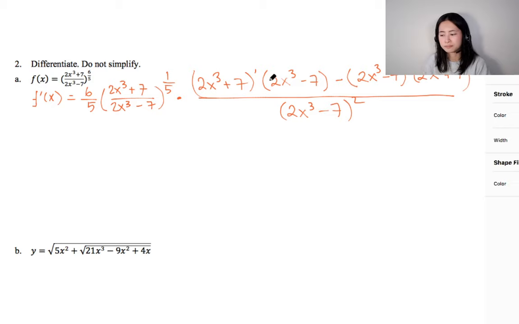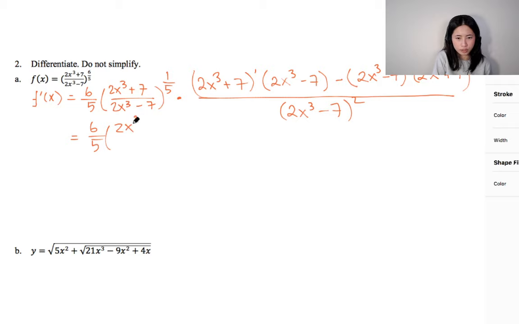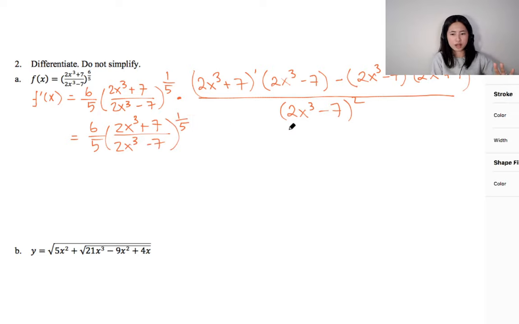So you have squared. So in this case, maybe we can simplify this part first, right? So 6 over 5, then you have 2x cubed plus 7, and then you have 2x cubed minus 7 raised to the power of 1 over 5. Okay, so here's the thing. A lot of students tend to stop in this step, right? But think about it. You haven't really finished finding the derivative of your numerator and this part, right? So make sure you actually do that before you move on to the next question.